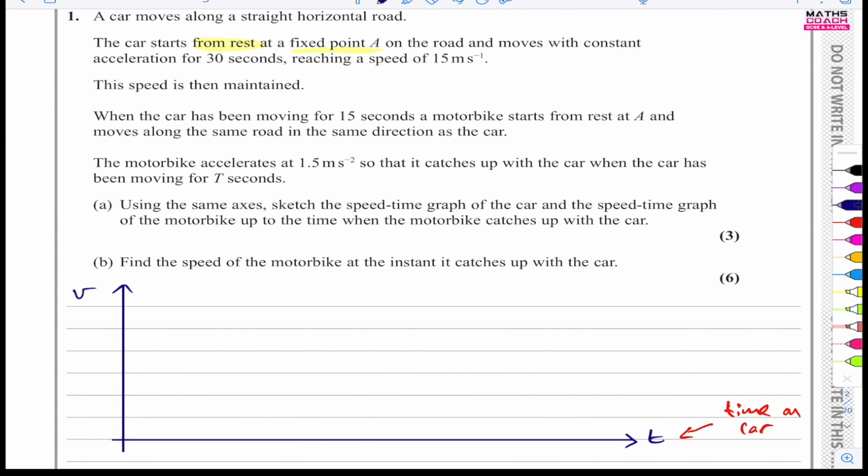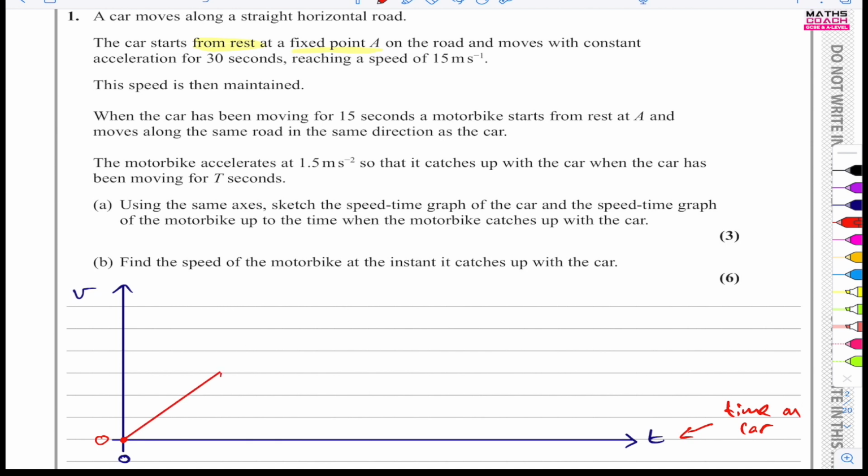So when t is equal to 0, the car starts at rest, so the speed of the car is 0. This is the point where the car starts from on the graph. It moves with constant acceleration for 30 seconds, reaching a speed of 15. Constant acceleration means the graph will be a straight line. And on the time axis, we need 30 seconds, so let's say 30 seconds roughly there.